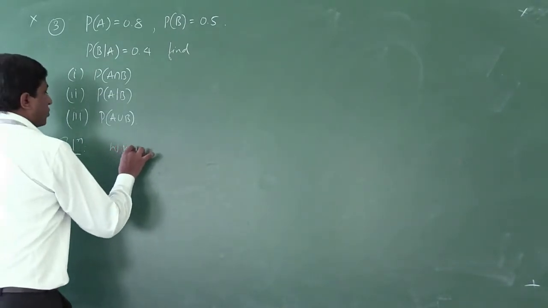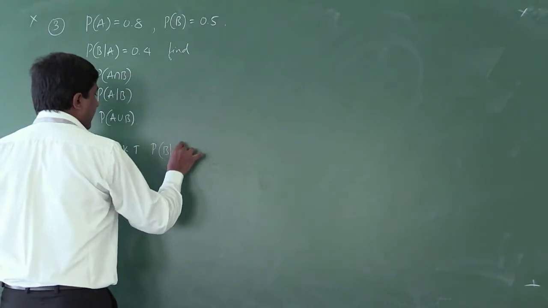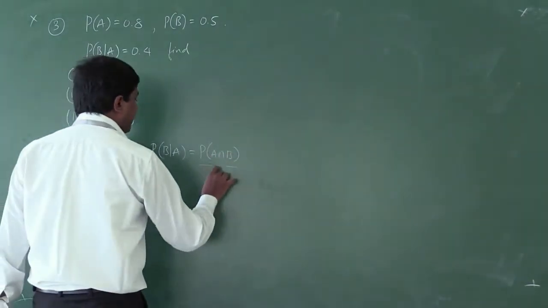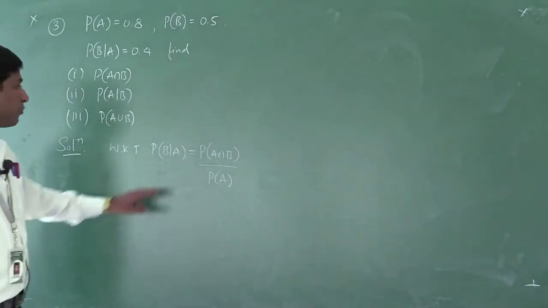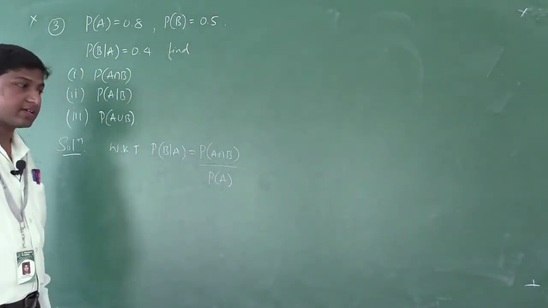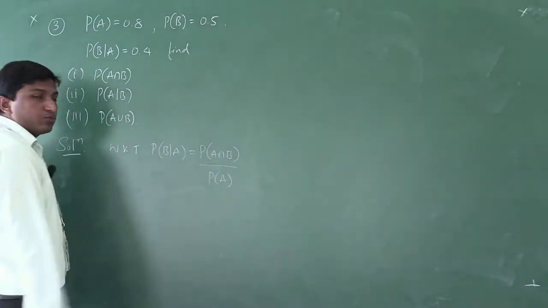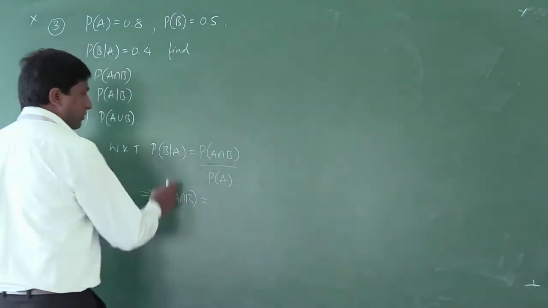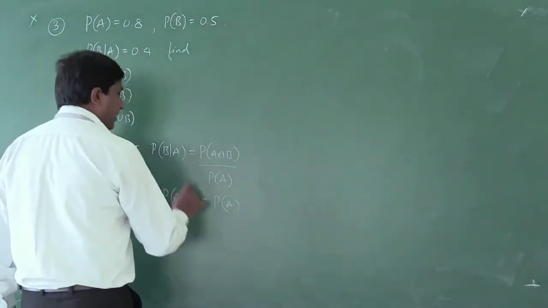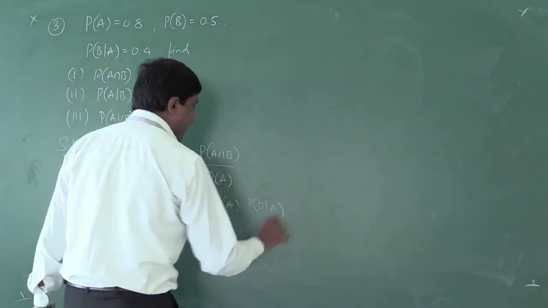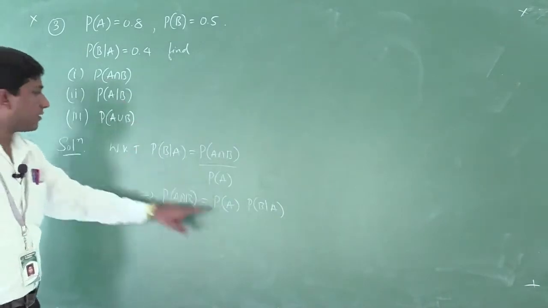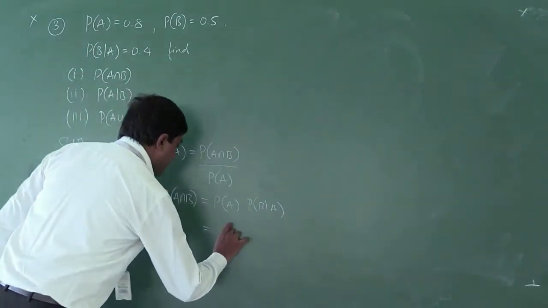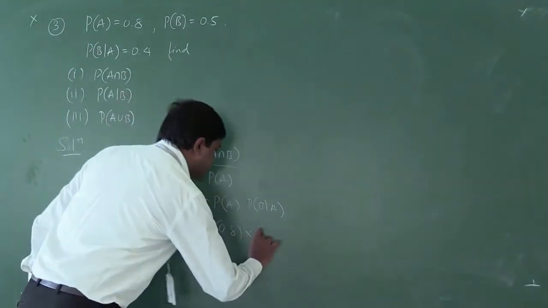So what do we know? The P of B bar A formula is P of A intersection B whole divided by P of A. What do we need? We need the value of P of A intersection B. I will take the P of A value to that side. So what do we get? P of A intersection B will be equal to P of A into P of B bar A. We know the value of P of A and we know the value of P of B bar A. Substituting for those, 0.8 into P of B bar A value, which is 0.4.